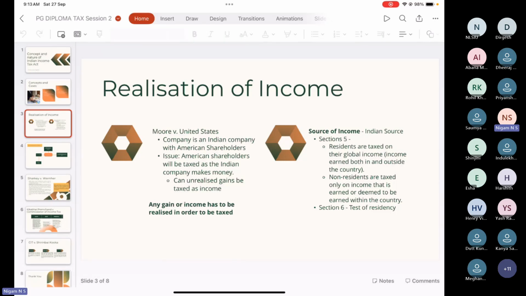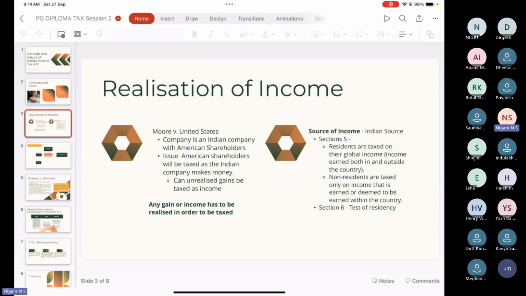So that case was a case where if you try to impute income to the American shareholders by saying that as and when the Indian company earns income in India, the American shareholders will be taxed, that is not possible, because the very concept of income tax is that income has to be realized. The shareholders have to get something in their hands or have control or access over money in order for them to be taxed.